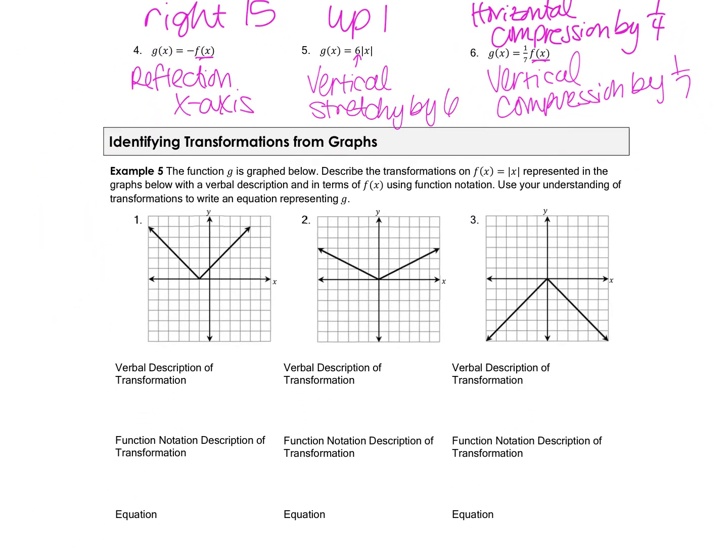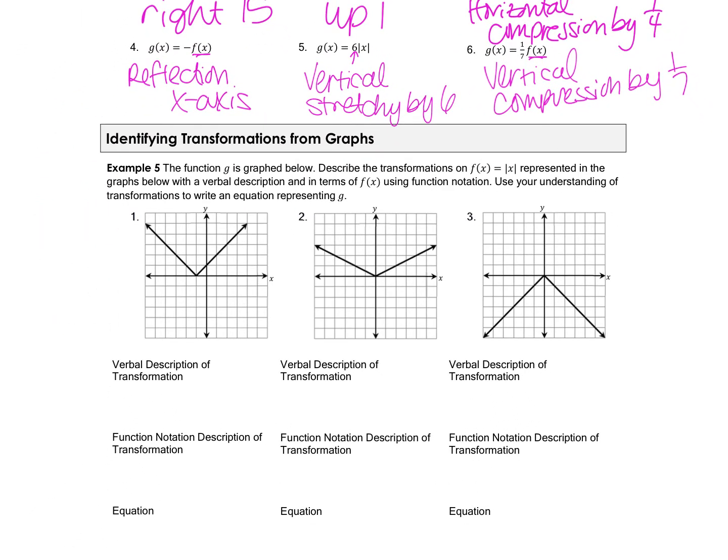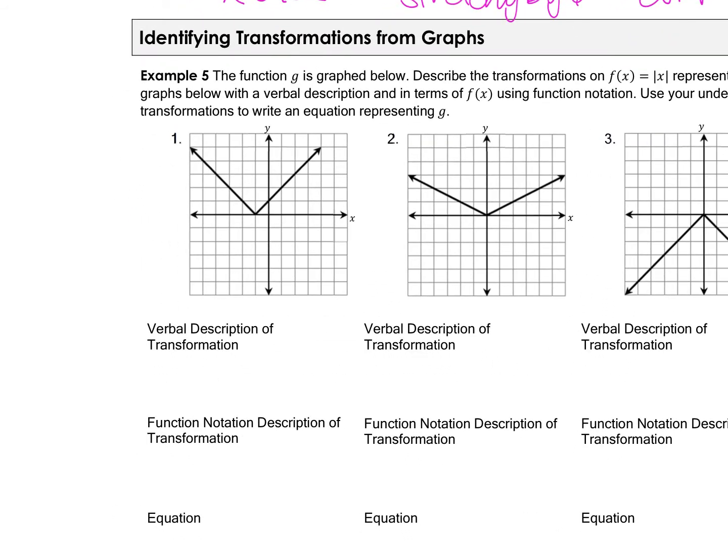All right, so we're going to identify transformations from the graph. So we're going to write out the verbal description of the transformation, then we're going to put it in function notation, and then we're going to actually write the equation. So verbal description, first off, you have to remember what our points are. So if you need to, you can draw out your parent function. That might be helpful.